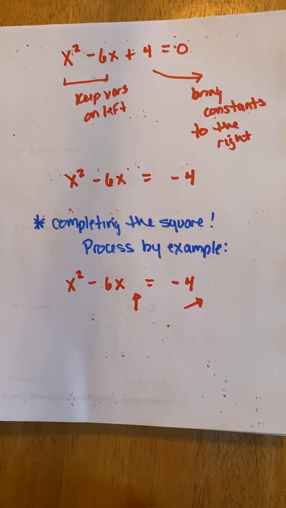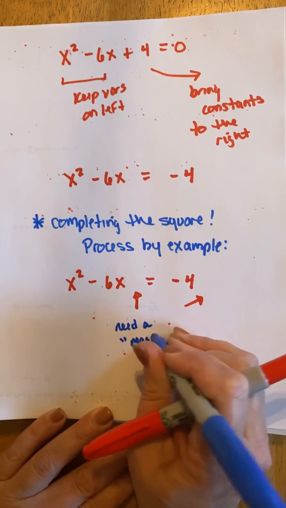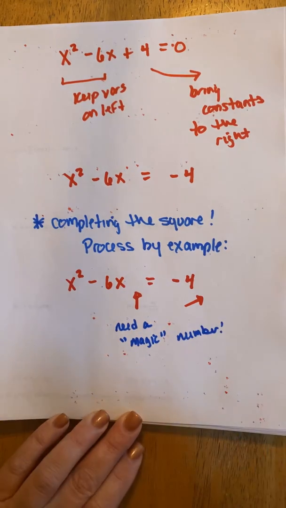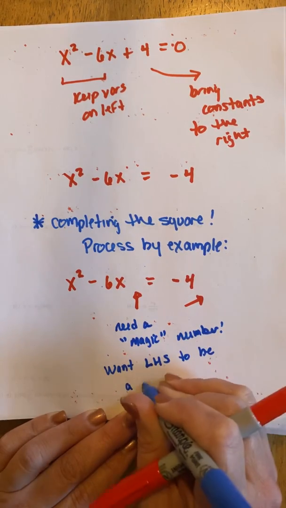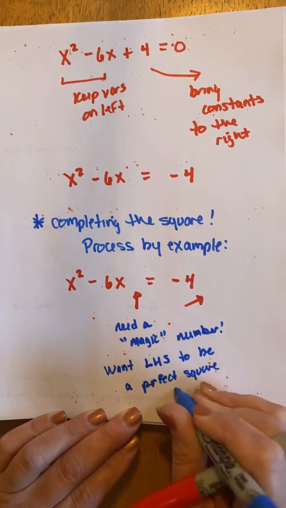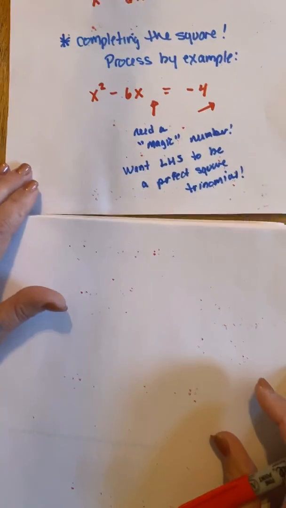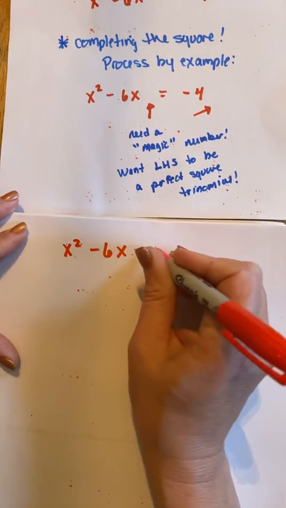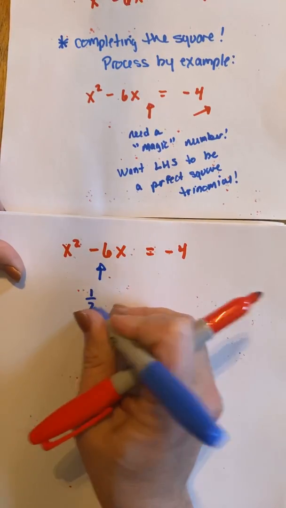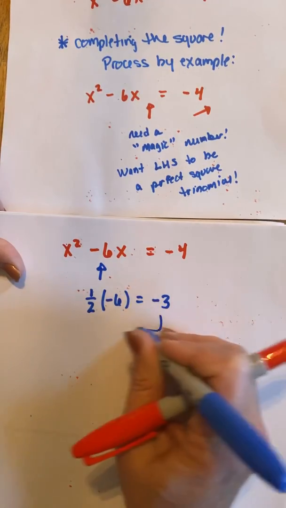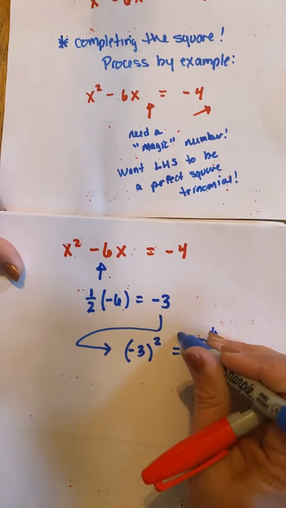So in order to get this into something squared equals a number form, we need to find, I call it the magic number. And I know it's corny, but to find the magic number, we want the left-hand side to be a perfect square trinomial. All right, so the magic number to add to both sides is found in the following way. We make sure it's in descending order, x squared first and then the x term second. You're going to take half of the coefficient in front of x. So half of negative 6 is negative 3. And then you're going to take that number, negative 3, and you're going to square it. Negative 3 squared is 9. This is my magic number for this problem.